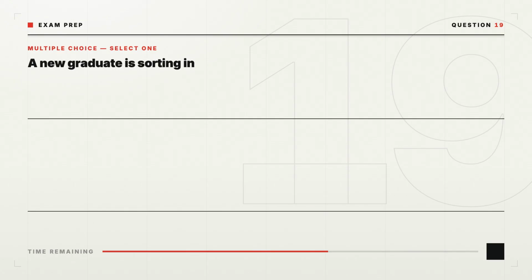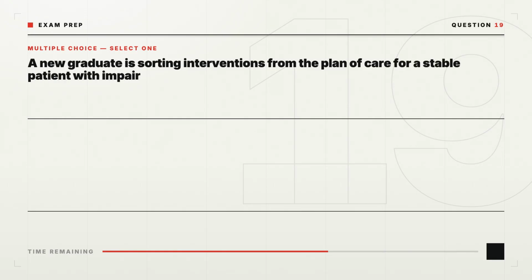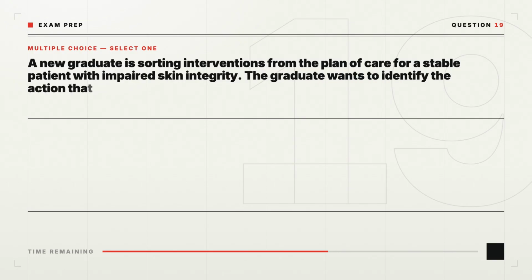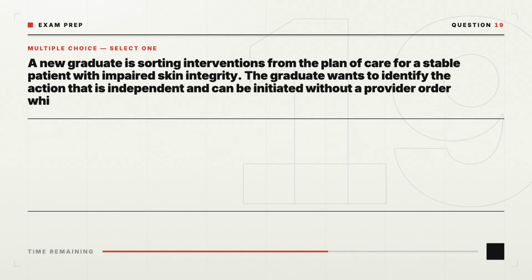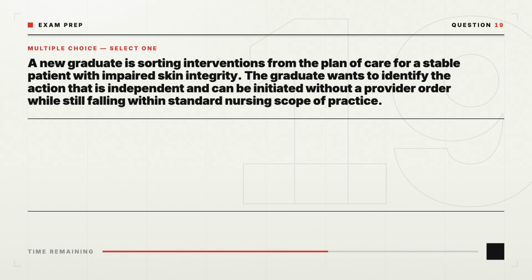Question 19. A new graduate is sorting interventions from the plan of care for a stable patient with impaired skin integrity. The graduate wants to identify the action that is independent and can be initiated without a provider order while still falling within standard nursing scope of practice.